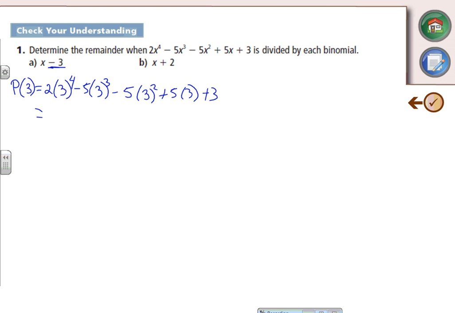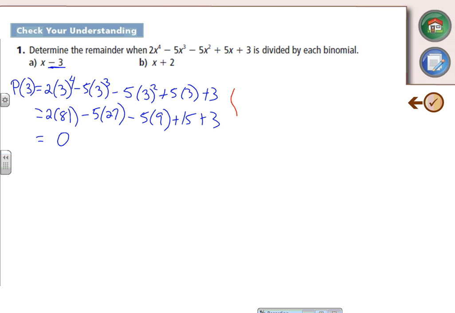That gives us 3 to the 4th, that is 81. Because 3 squared is 9, squared again is 81. So 2 times 81 minus 5 times 27 minus 5 times 9 plus 15 plus 3. And if we punch that into your calculator, you could have done it right from the beginning. You would have gotten 0. So the remainder is 0, meaning, again, that x minus 3 is a factor of that original polynomial.